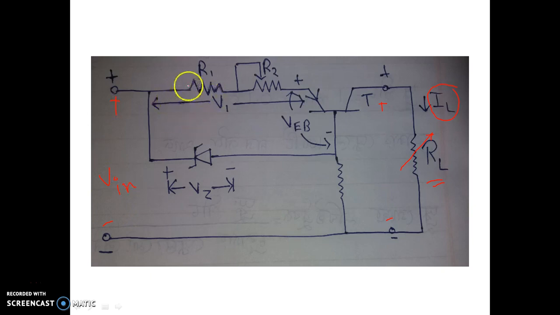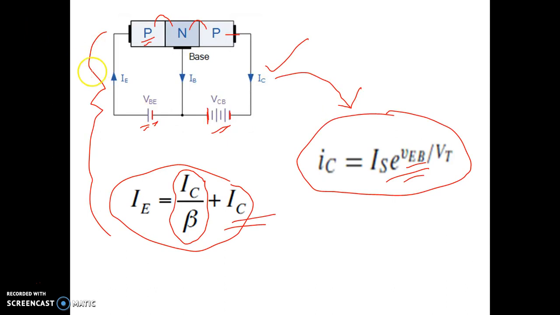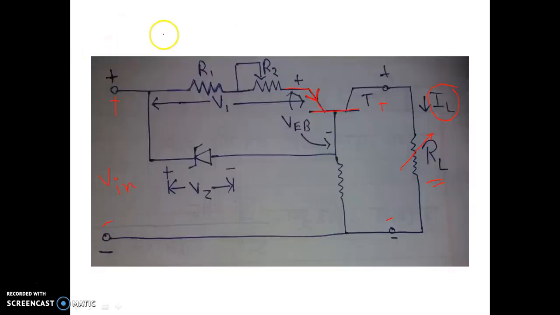Clear? And here R1 and R2 are two resistors which are connected in series. And this is one PNP type transistor, because the emitter current is entering the device. In a PNP type transistor, IE enters the device. So obviously this is one PNP type transistor, which is named T.